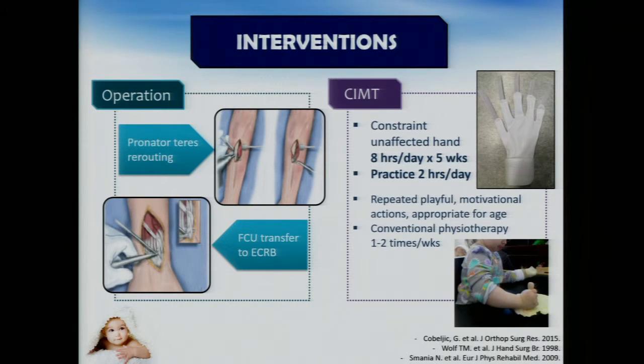Patients were allocated into 2 groups of treatment. For the operation, we used pronator teres rerouting for correcting forearm pronation and FCU transfer to ECRB for correcting wrist flexion deformity. The other group was CIMT, which in our study was a 5-week program constraining the dominant hand with gloves 8 hours a day, while practicing with the affected hand 2 hours daily with motivational activities appropriate for their age.